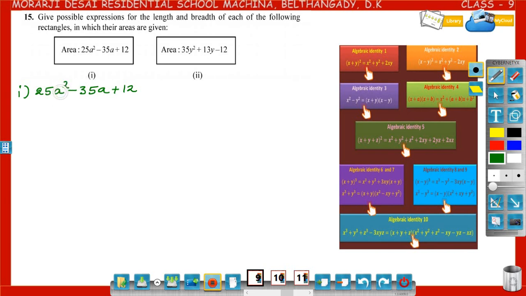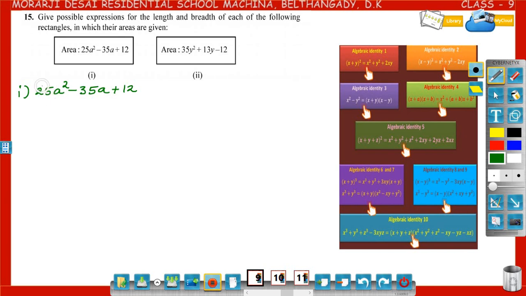Factorization of a trinomial can be done by using identity 1 or identity 2. To use identity 1 and 2, the first term and the last term should be square numbers. But here the first term is a square number but the last term is not a square number. So we cannot use identity 1 or 2. If we cannot use identity 1 or 2, then we have to go for the splitting method that you have learnt already. Now use the splitting method to solve this.